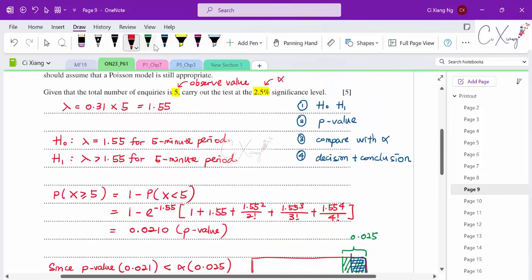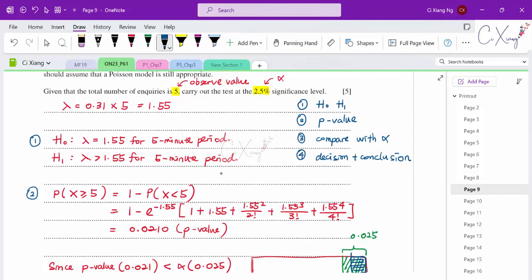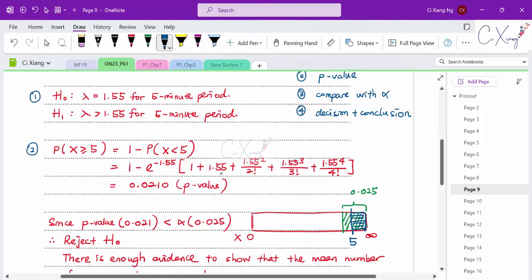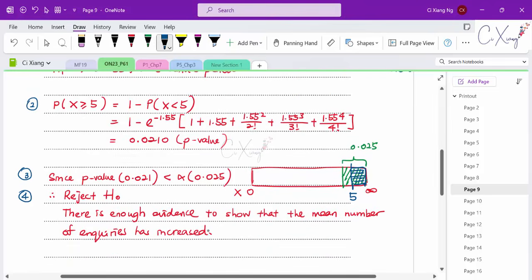So again, just to show you clearly, the first step is this one, the null and alternative hypotheses. The second step is to calculate the p-value when you have a Poisson distribution, or maybe a discrete random variable. Then the third step is to compare your p-value with the alpha, and the fourth one is the decision and also the conclusion. So don't forget to write one sentence about the conclusion in the context of the question.